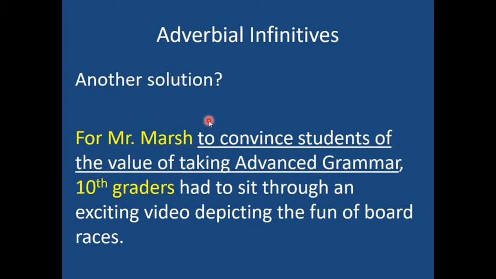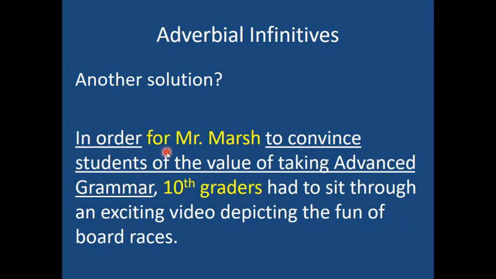But you know there's another solution? Remember, we can always give an infinitive its own subject. So you could keep the original sentence and say, "For Mr. Marsh to convince students of the value of taking advanced grammar, 10th graders had to sit through an exciting video depicting the fun of board races." Adding "for" plus a person's name will always make the problem disappear. And sometimes you're like, well, what if it's "in order to"? What do you do then? Easy. Just simply say, "in order for Mr. Marsh to convince." So in this case, once again, Mr. Marsh is the subject of the infinitive to convince, and 10th graders can stay right where they were, working with the verb had.